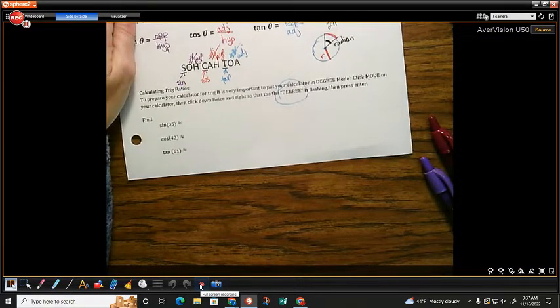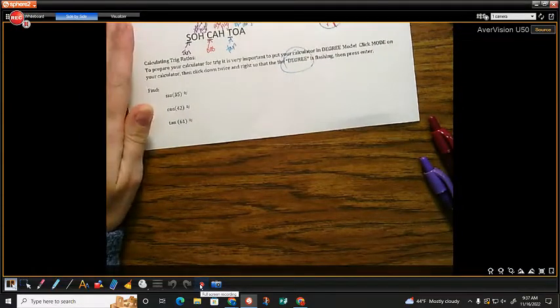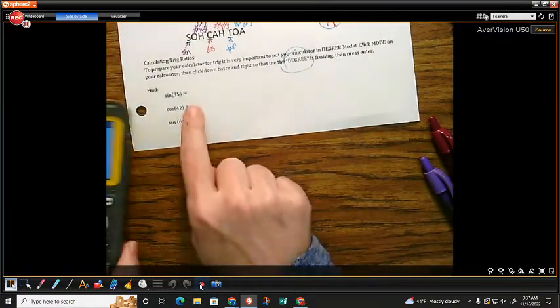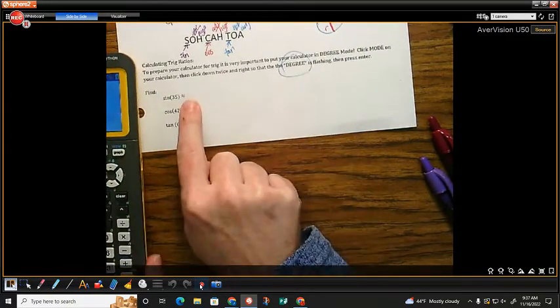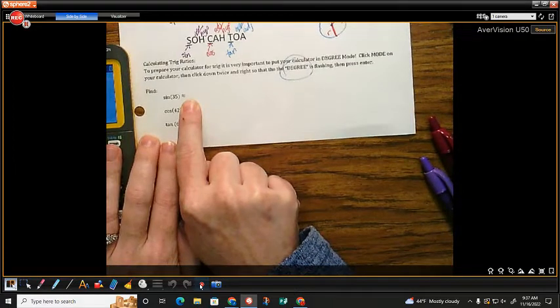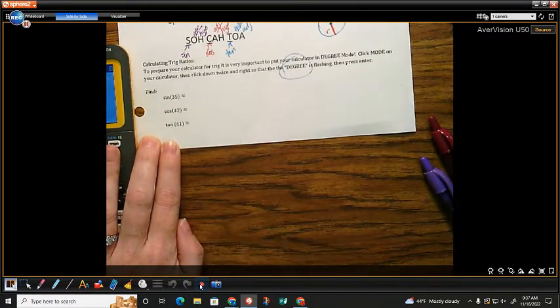Okay. So now let's practice. Now that your calculator is in the proper mode, will you type in these things? Now notice what I have written here. What's this squiggly thing? That's the approximately equal sign.